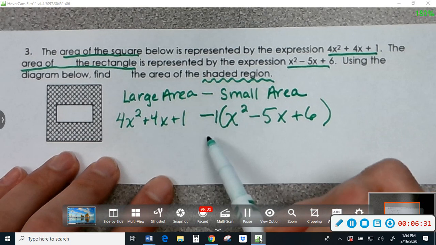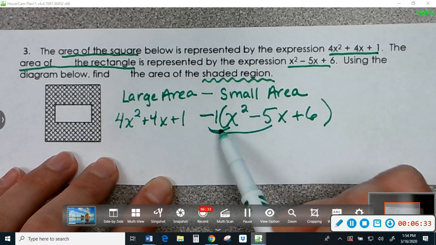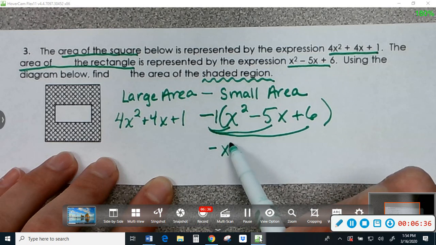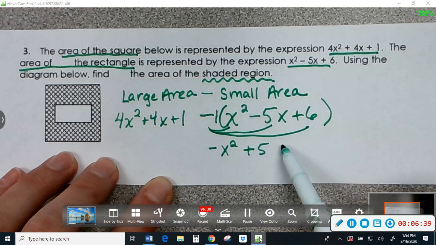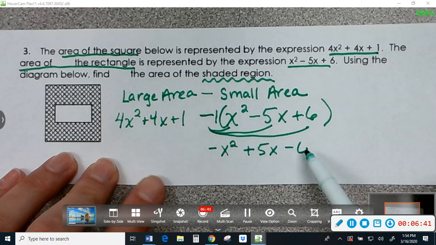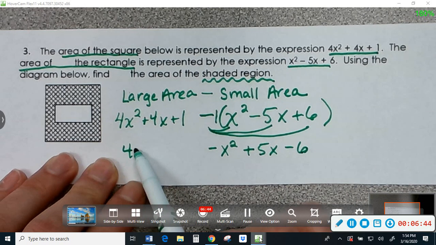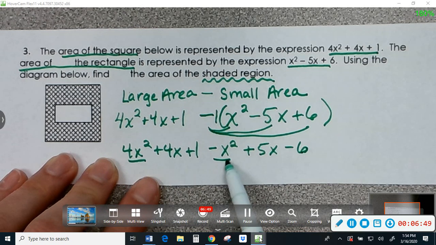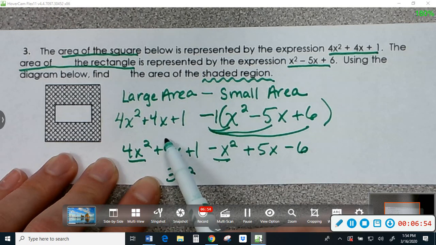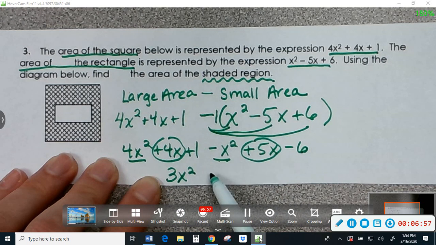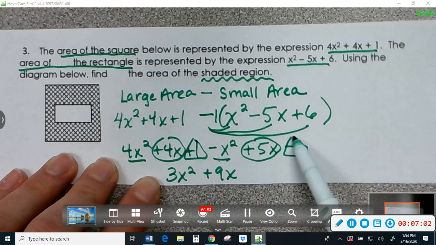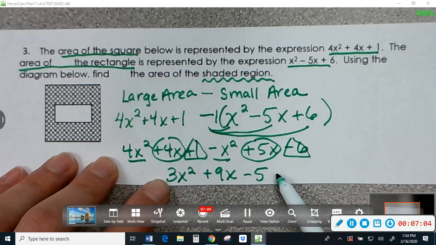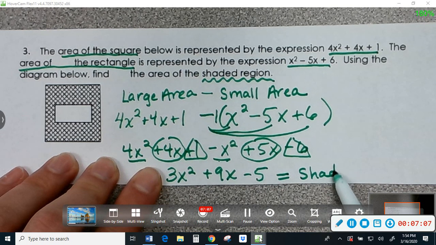All right, if you are rejoining us, once you distributed in the -1, you should have gotten -x squared plus 5x minus 6. And then these three terms would come down unchanged. And then you would have combined your x squareds. 4x squared minus 1x squared is 3x squared. 4x plus 5x is 9x. And 1 minus 6 is -5. Okay, and so this would equal the shaded area.